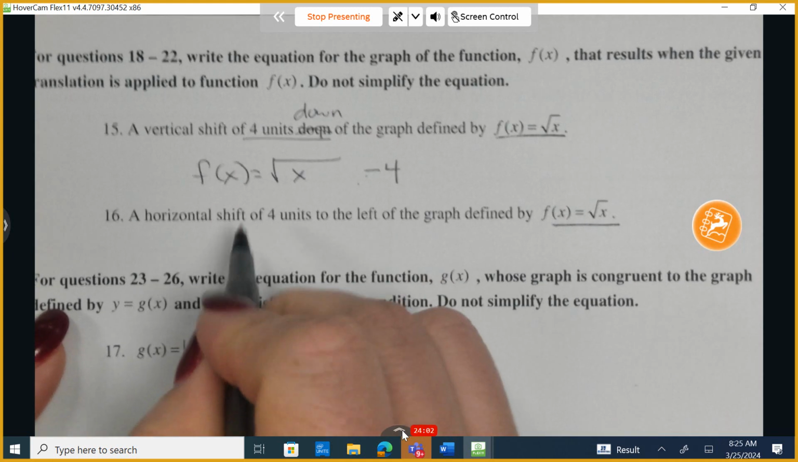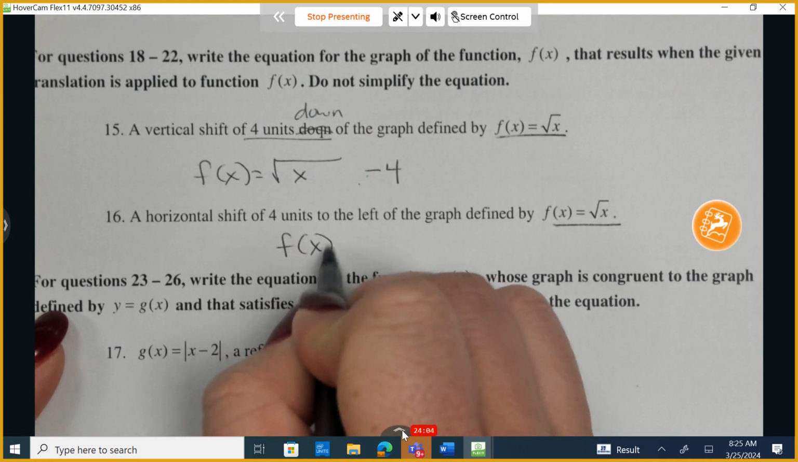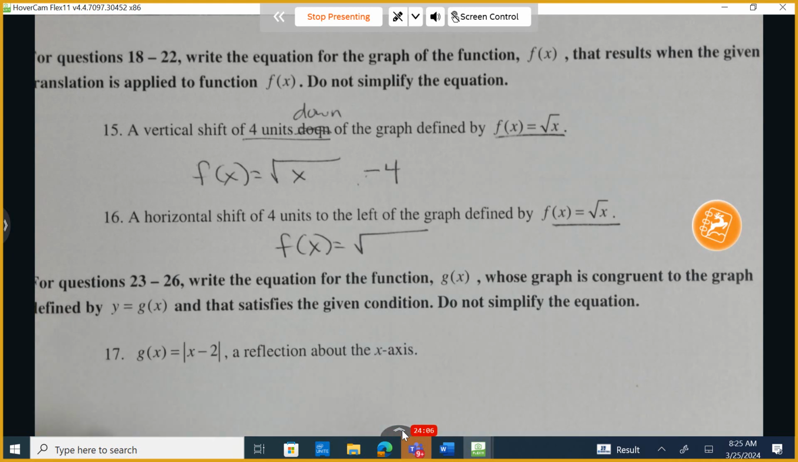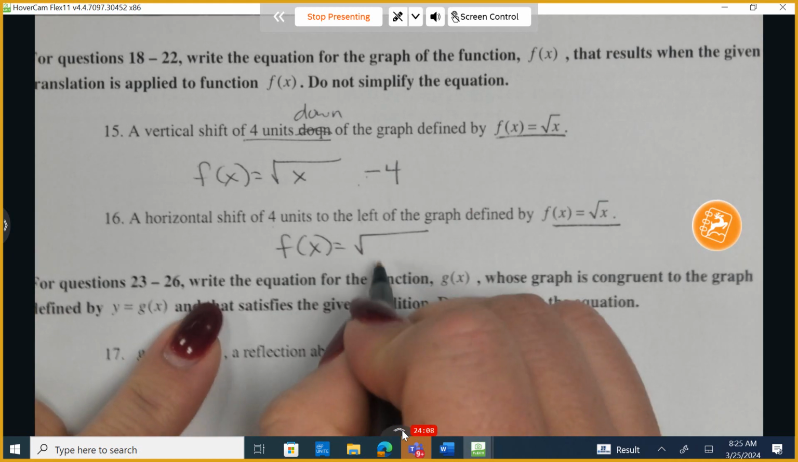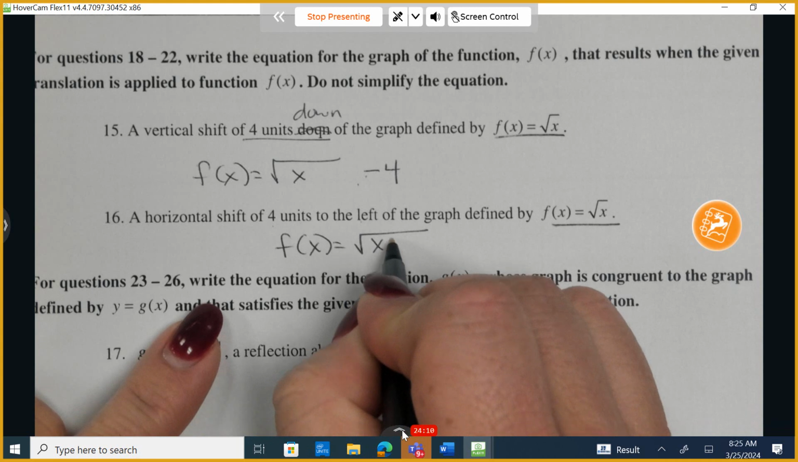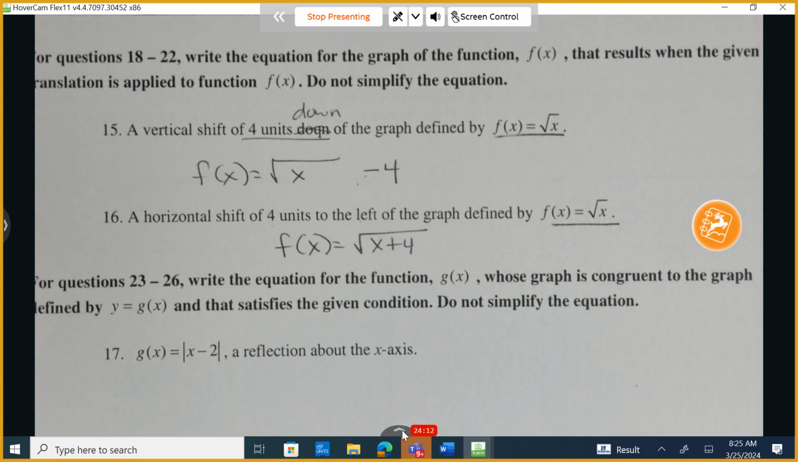Horizontal shifts will go inside in this case, and it's going to be just opposite of what you think. So 4 units to the left, instead of saying x - 4, which would make sense, it's going to be x + 4.